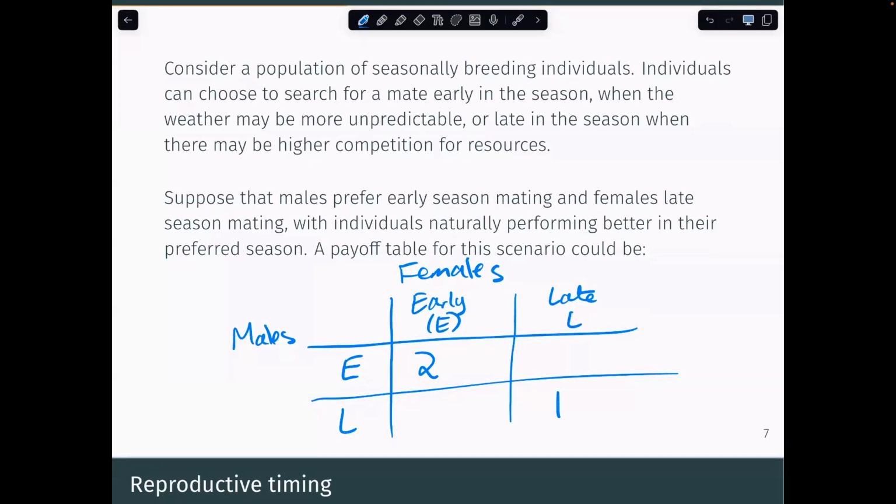And conversely, because this is going to be flipped around in terms of early and late for females, if females mate in the early season, they don't prefer it, they only get a payoff of 1. If they mate in the late season, they get a payoff of 2. And then we're going to assume here that if the males and females mismatch, then they don't rear any offspring, and therefore they both get a payoff of 0.